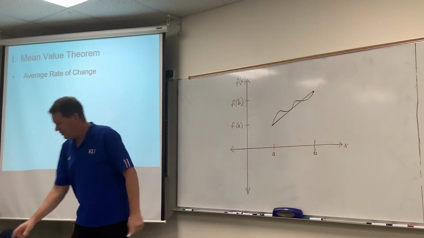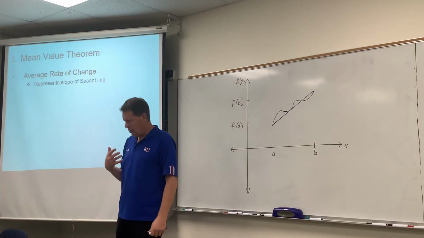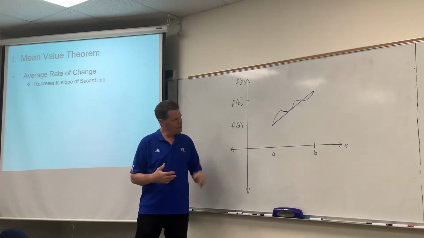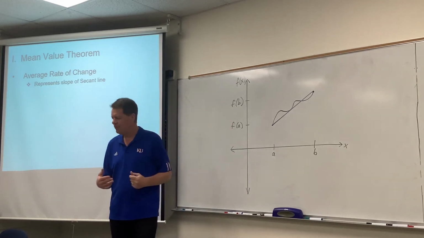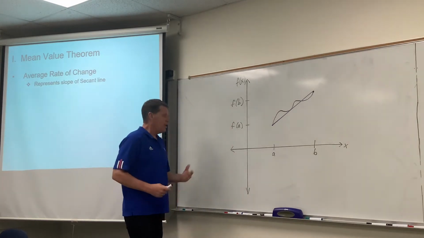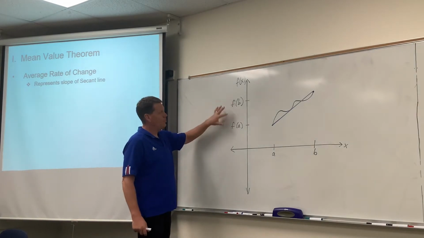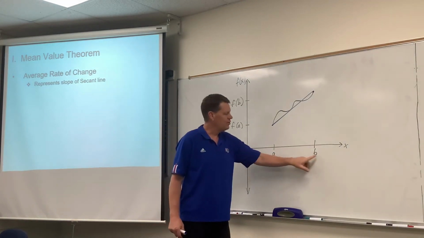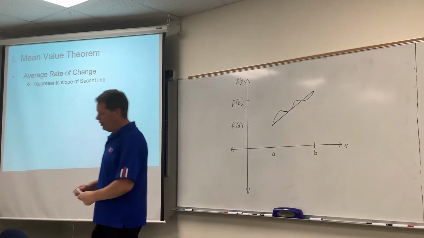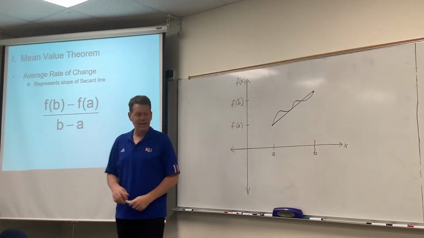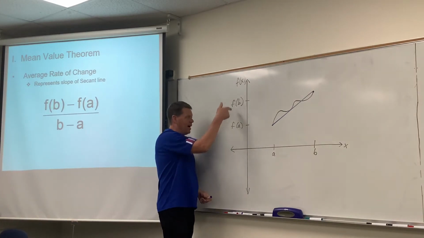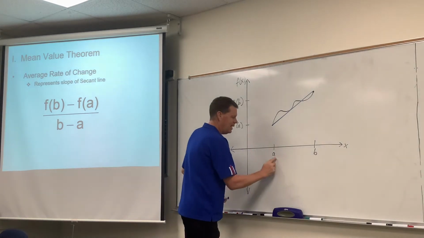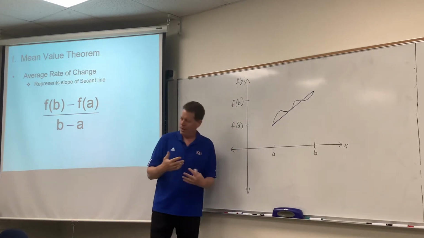All right, and so the slope of that secant line there, that blue line, would be your average rate of change. And so, back to algebra again, y2 minus y1 over x2 minus x1, the slope of that blue line would in this case be f of b minus f of a over b minus a. And that would be your average rate of change.